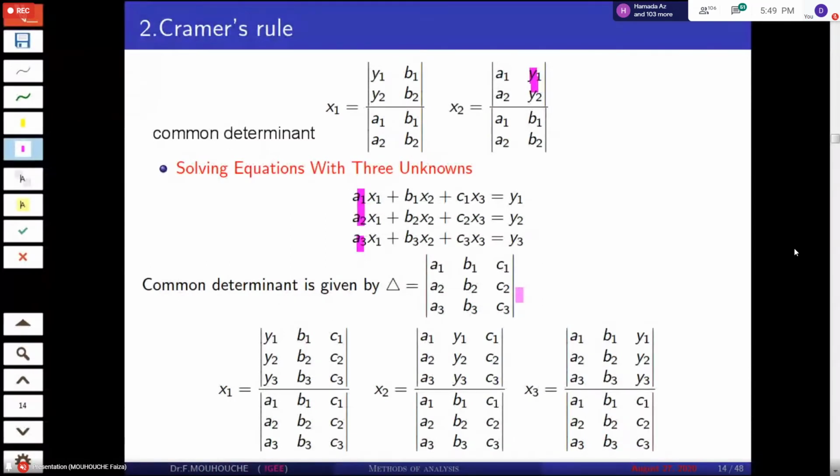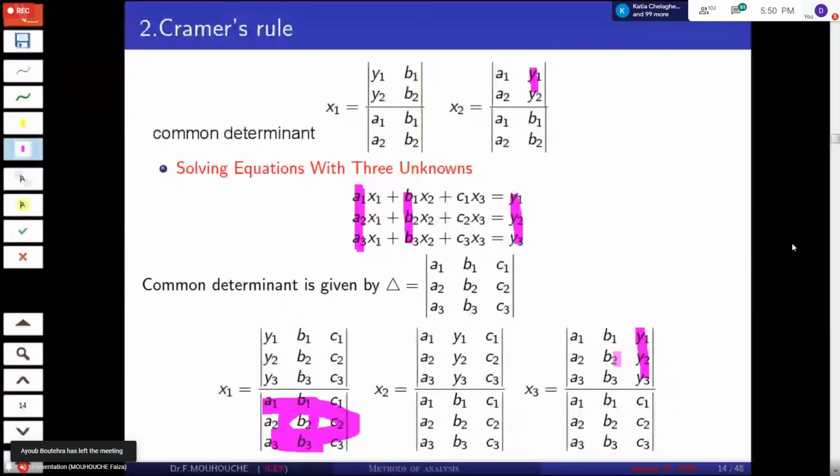As I said in the previous slide, we can use one of the two methods. To calculate x1, we have here the common determinant, and we delete this column and replace it by the constants. For x2, we delete this one and replace it by the constants. And for x3, we delete the third column and replace it by the constants. And here we can calculate x1, x2, and x3.